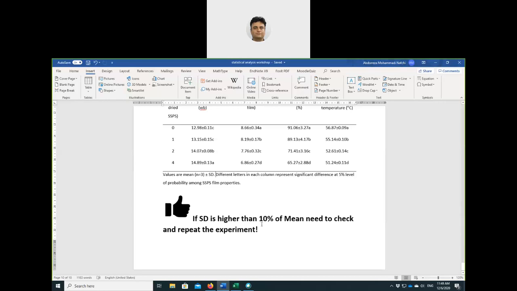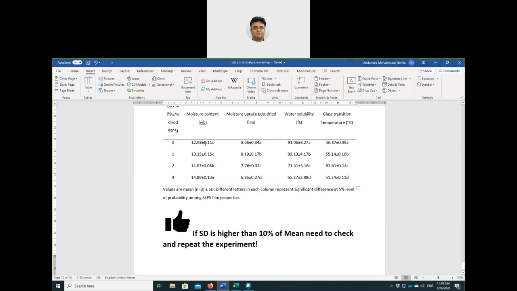It is valid for the practical data that we are measuring by equipment or instrument. If a standard deviation is higher than 10% of the mean, you need to check and repeat the experiment. It means that here, 10% of 12 is 1.2. If the standard deviation is higher than 1.3, you need to repeat the experiment. You need to check your data.